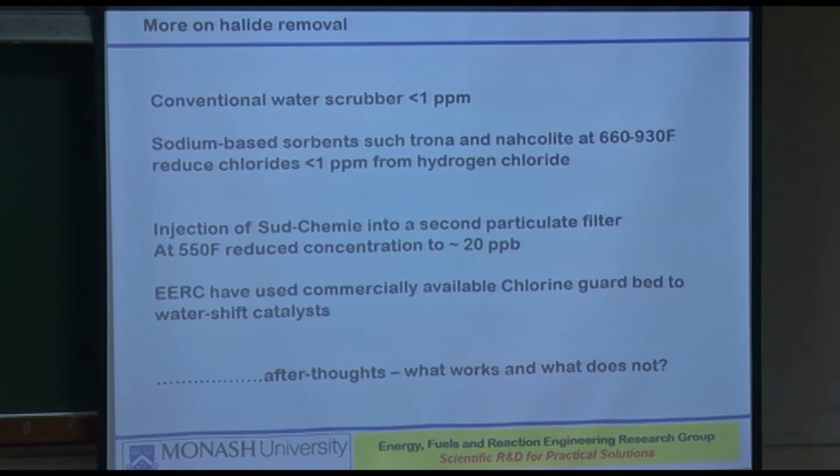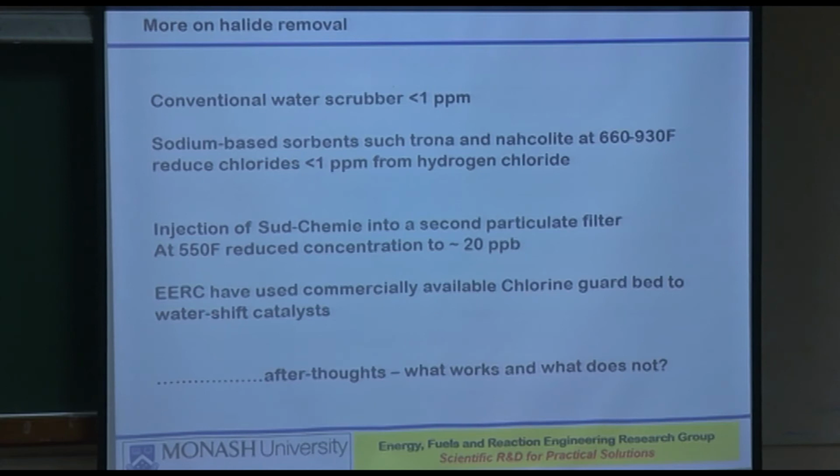And the Energy and Environmental Research Center at North Dakota, the EERC, have used a commercially available chlorine guard bed to protect water shift catalysts. So whether your downstream application is a fuel cell, a gas turbine, or a water shift reaction for chemicals synthesis, you need to have the chlorine guard bed remove the chlorine, and these are some of the options. Either spray it over or use the sorbent bed, where you'll have to consider what type of bed that will be.